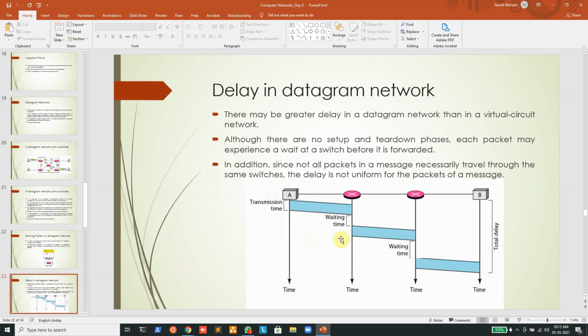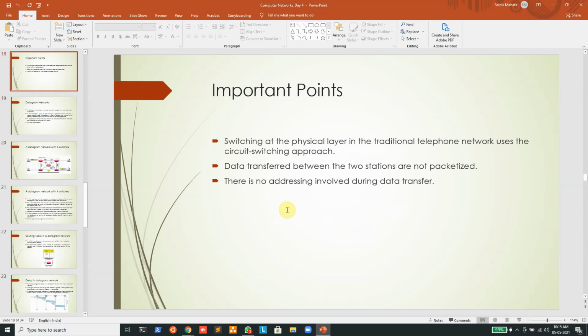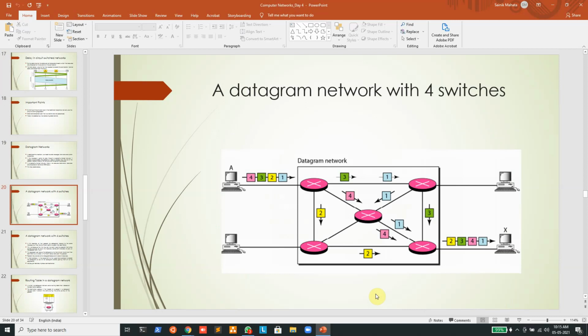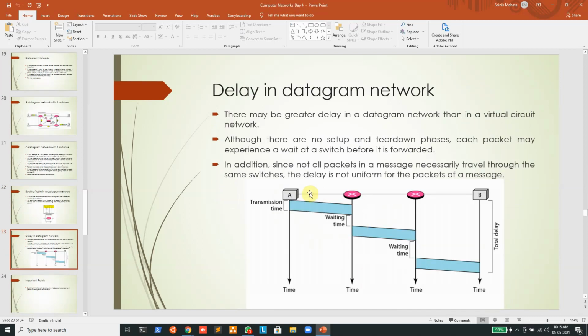Again, if I want to understand how a delay works in the case of a packet switch network, we can see that there is no setup phase. If you go to the previous slide, we have seen that there was a setup phase initially, then a data transfer phase, and lastly, after the data transfer was complete, a tear down phase, right? But in this scenario, there is no setup phase and no tear down phase. There is only a data transfer phase, right?